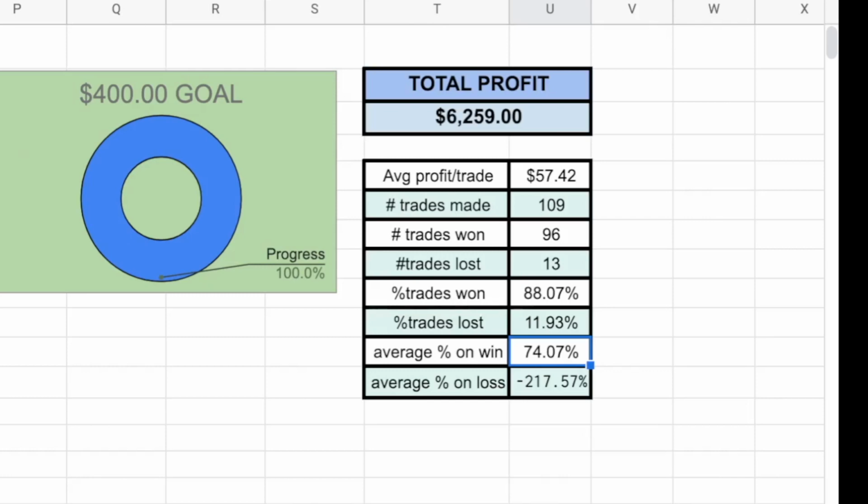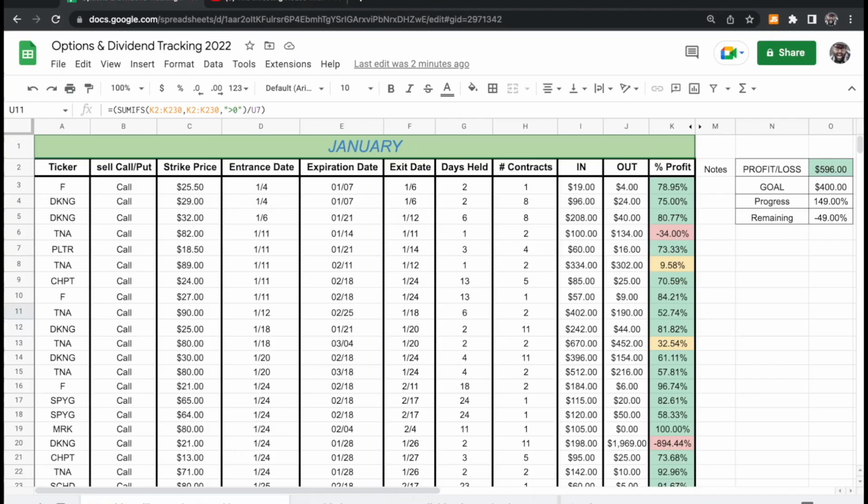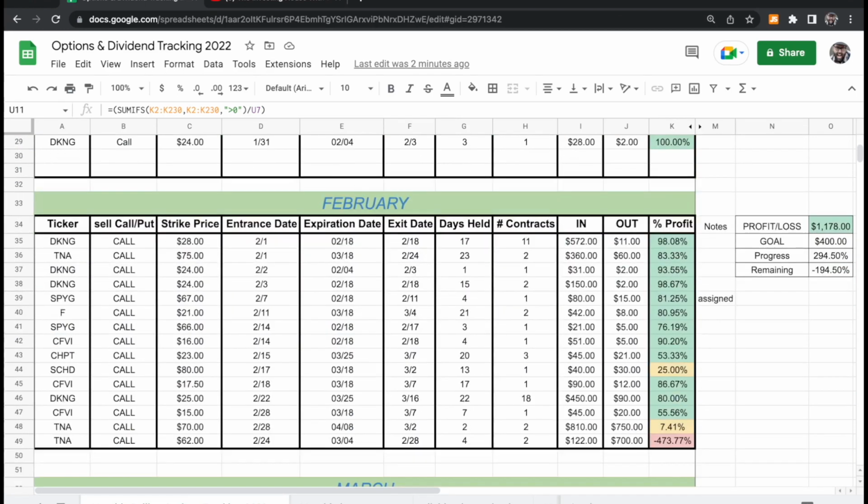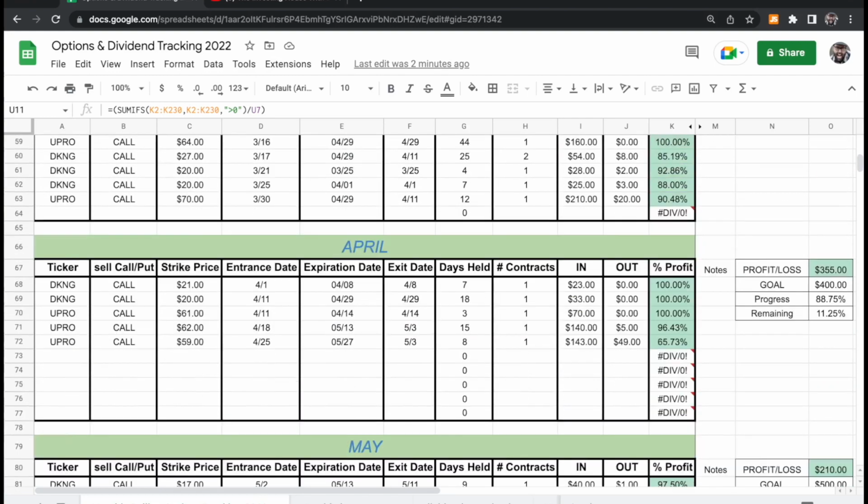And then when I lose big, on average 217%, but it's not an actual loss because I just roll it. If you don't know how to do that, comment down below and I'll make a video exactly how to do that. It's very important to know when you're doing options. But you can see in my January, I go down. I did a lot of trading then, and throughout the year it slowly tapers off into less and less. So February I made $1,100.